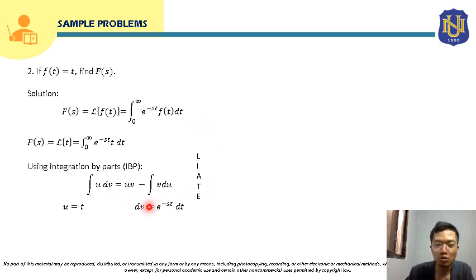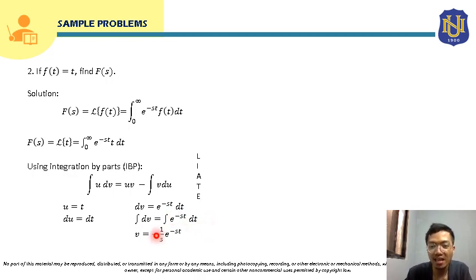So dv is equal to e raised to negative st, including the dt. It will always be included for the function that we assign to dv. Now for this, we will differentiate u is equal to t, so that will just be du is equal to dt. Now for dv, we will integrate both sides. So integrating dv is equal to the integral of e raised to negative st dt. The integral sign and d will just cancel, so this will just be v, and the integral of e raised to negative st dt will be negative 1 over s times e raised to negative st.